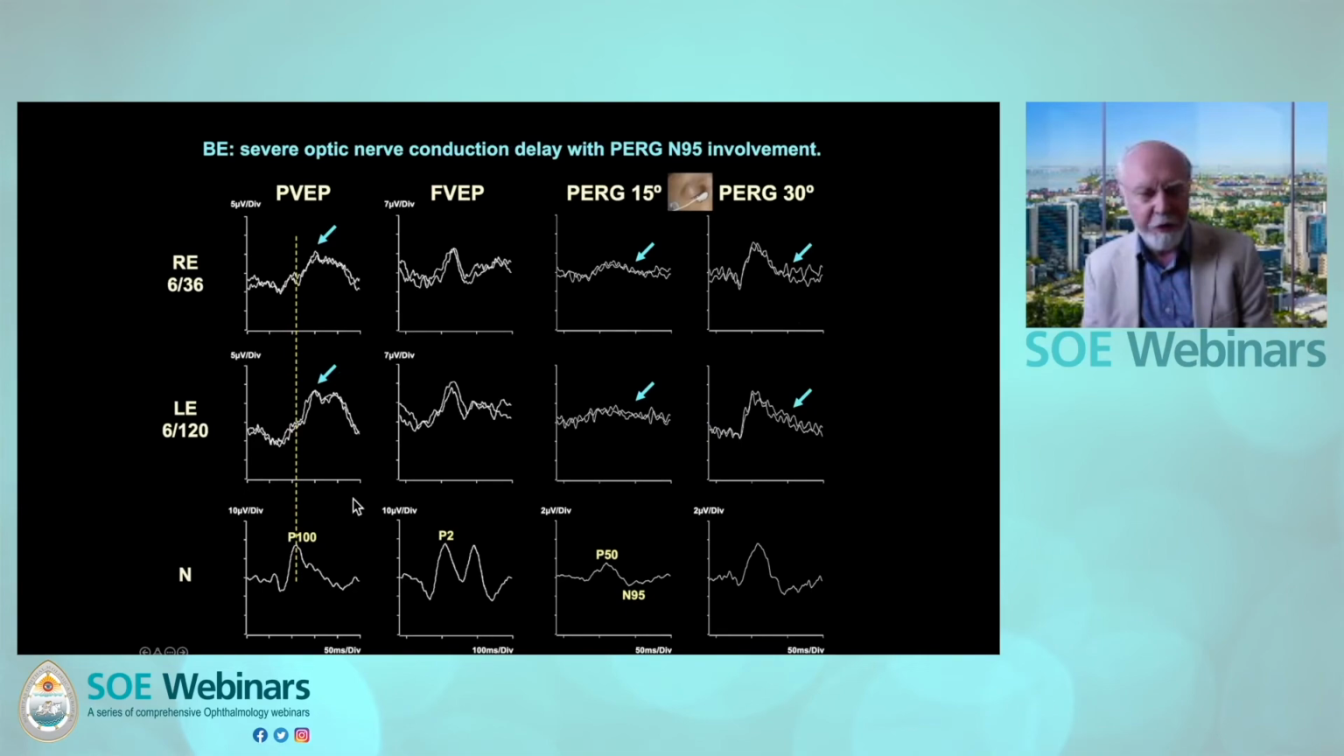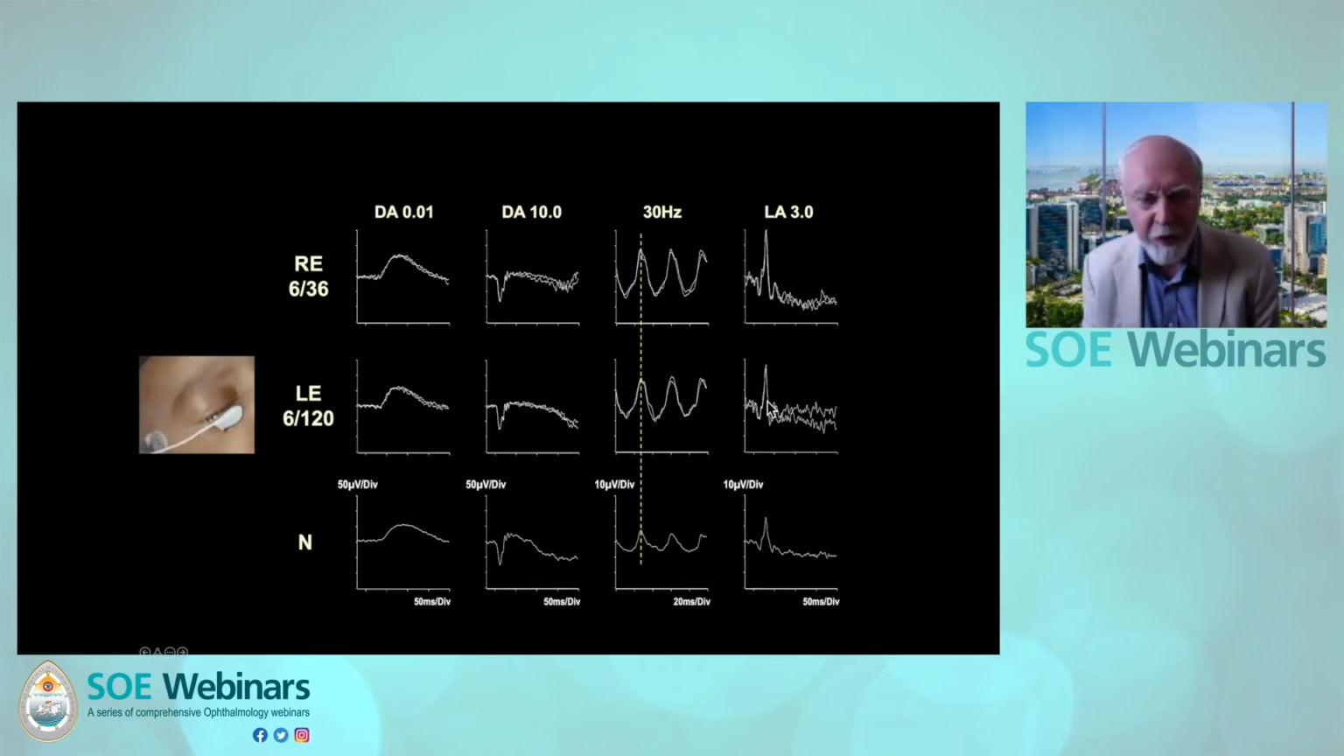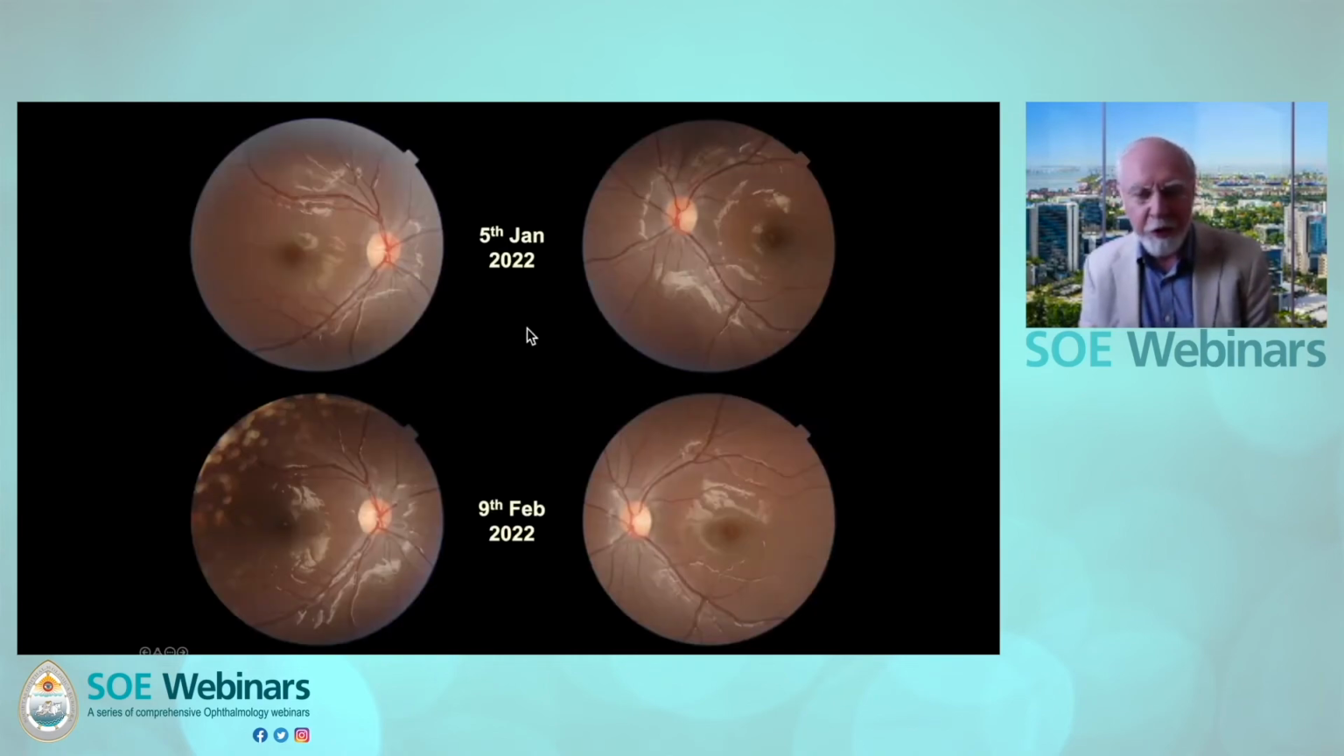And when we look at the electrophysiology, there's a massive pattern VEP delay. Pattern ERGs to a 15-degree field, not so fantastic. The patient wasn't particularly cooperative, but with a large field, beautiful P50, no N95. So this is indeed severe optic nerve disease with ganglion cell involvement, and ERGs, again, with skin electrodes, normal. Between January 22 and February 22, possible slight increase in disc power, but that's all.